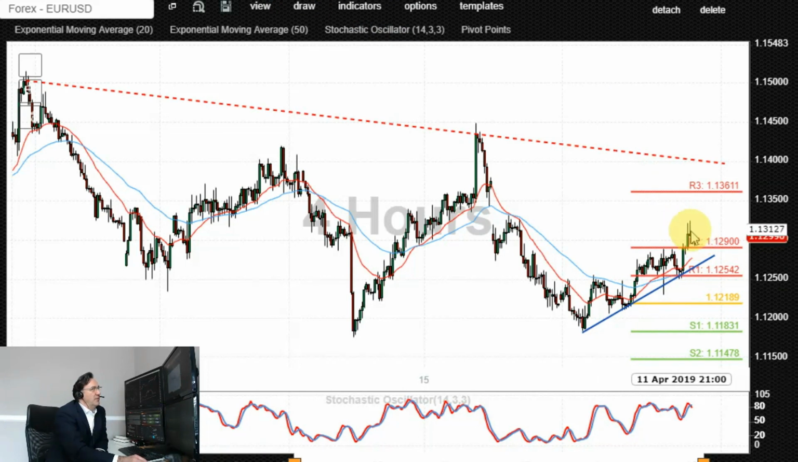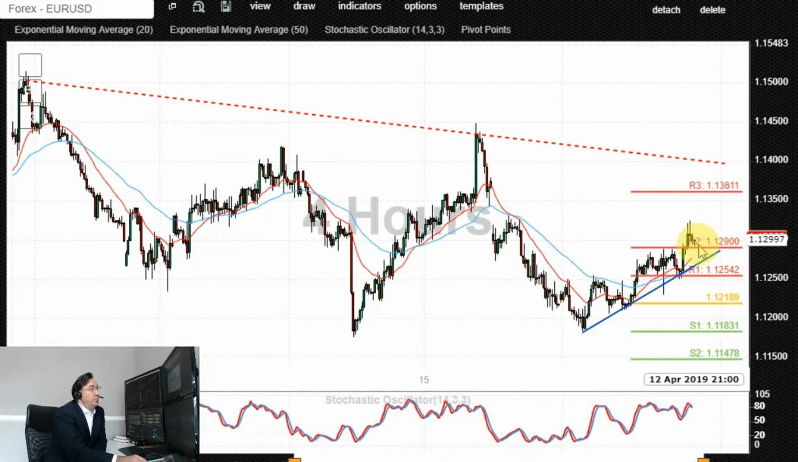So either a pullback from this current fib retracement into the support of 1.1270, 1.1250, which is that rising support trend line. I'm being fairly vague here because it is specific to the trend line and the moving averages, which could change over time. But a pullback to that zone would likely incentivize bulls to come and engage, potentially looking for a further upside move towards 1.1350, 1.1360, possibly even 1.14 to the upside.